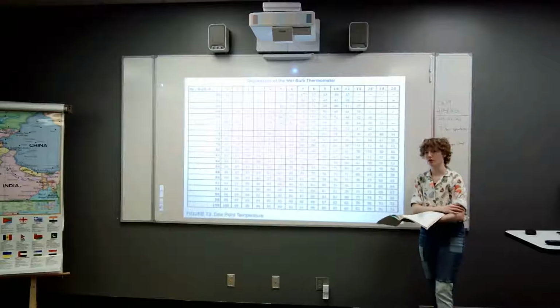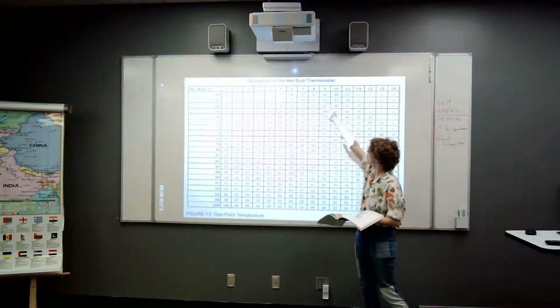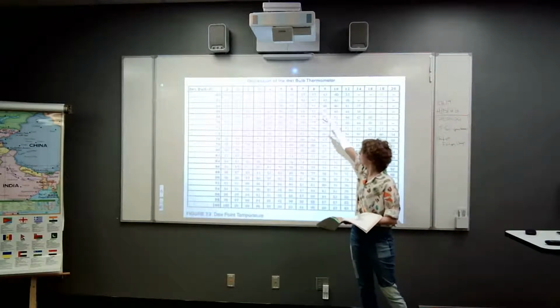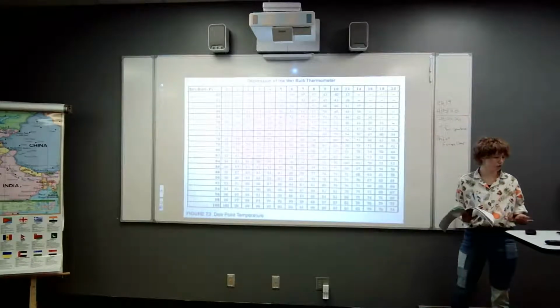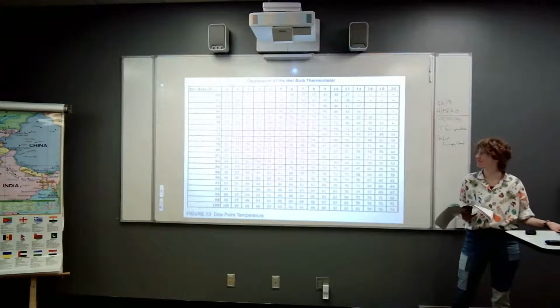Here's your dew point temperature chart. It's going to give you your depression of the wet bulb. Remember, here's our wet bulb, and the other side is going to be our dry bulb. So just know how to use a chart. If you know how to use a chart, you'll be fine.